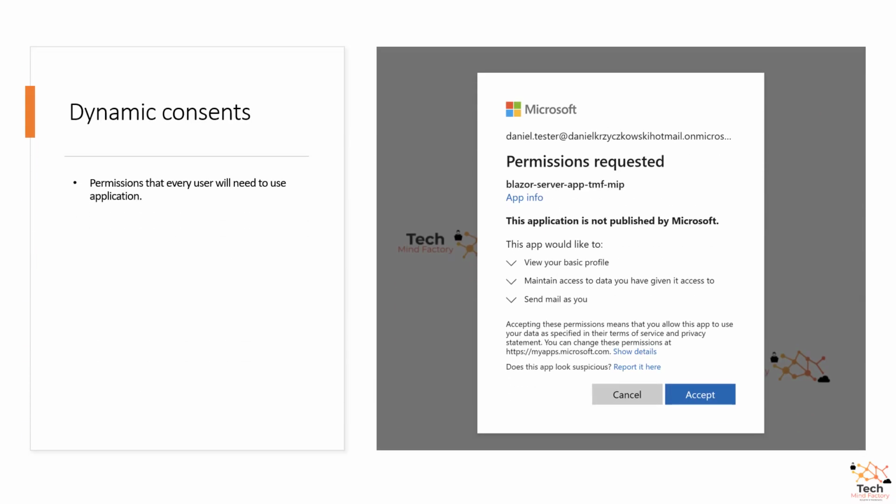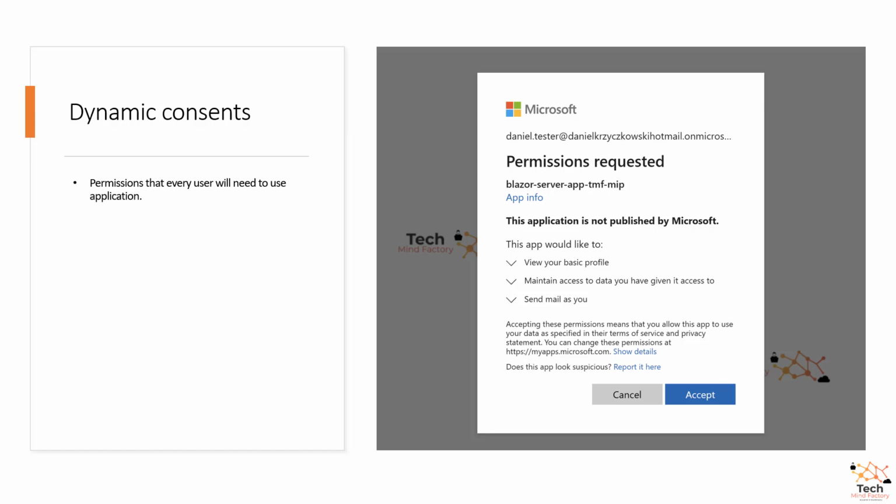Okay, so I mentioned 3 types of consents. So let's dive into those consent types to make sure that we understand them. First of all, dynamic consents. Permissions that every user will need to use the application. So those are those basic permissions I mentioned, required for the application to function, to provide basic functionality, to authenticate the user, to get basic data from different kinds of resources, web APIs.